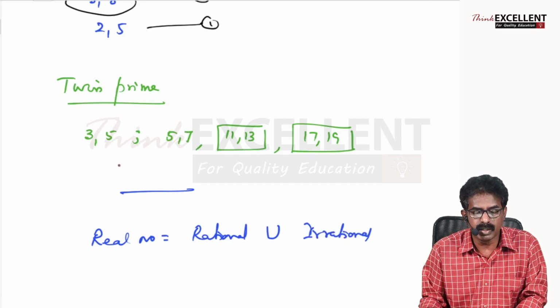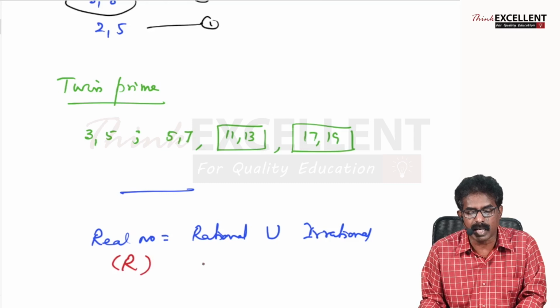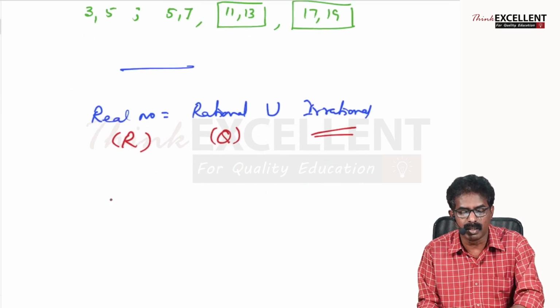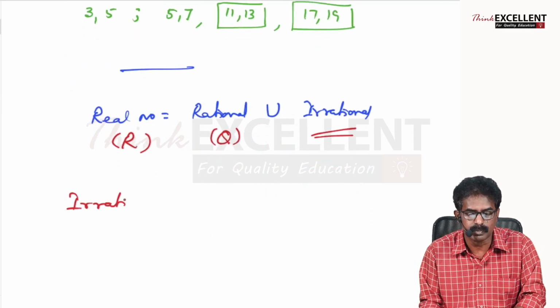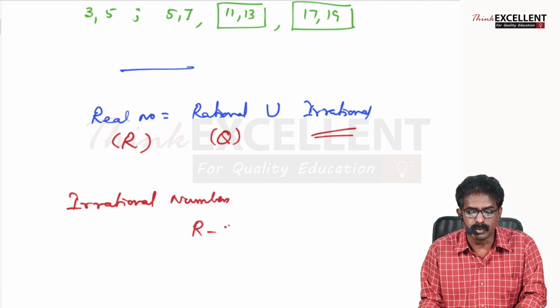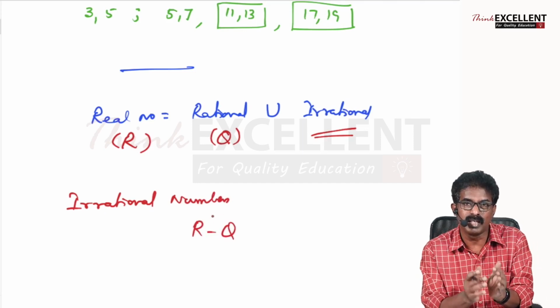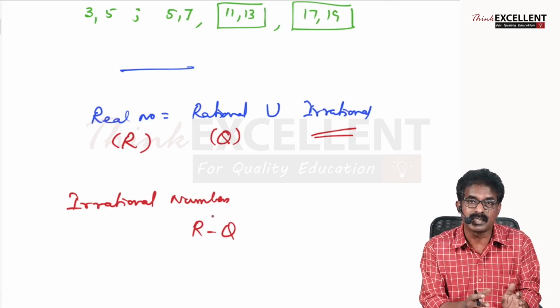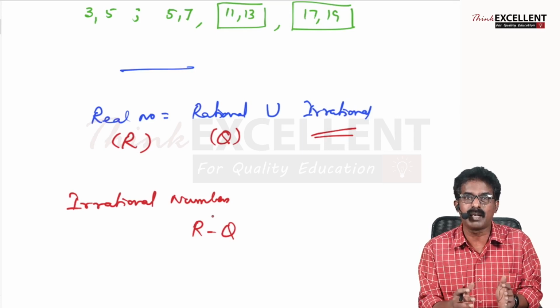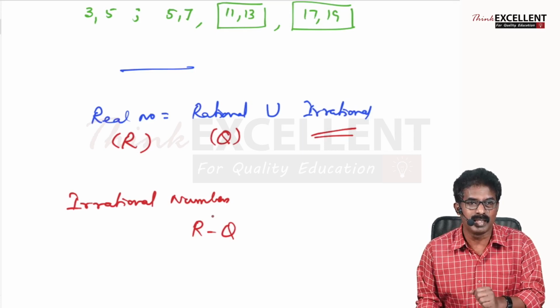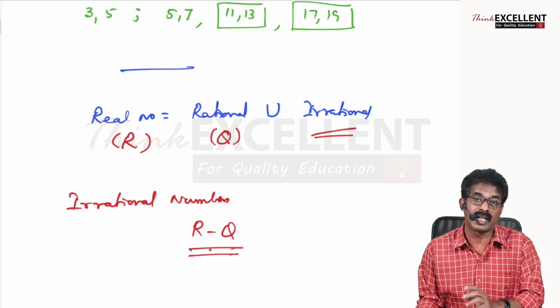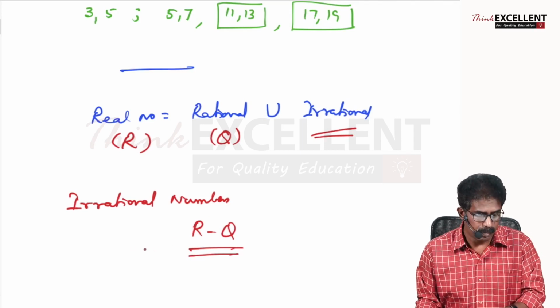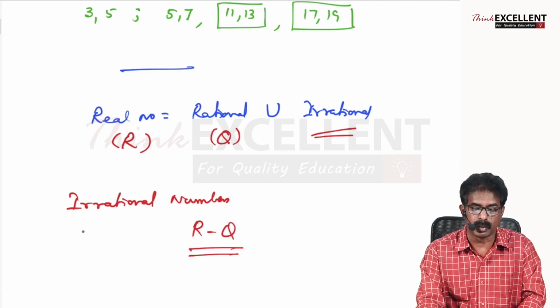Real numbers we denote by R. Rational numbers we denote by Q. But for irrational numbers, we are not using any symbol. We denote it as R minus Q. Why? From real numbers, if you remove rational numbers, you will get irrational numbers, because real numbers have rational and irrational. So for the set of irrational numbers, we use the symbol R minus Q. Okay, so these are important.